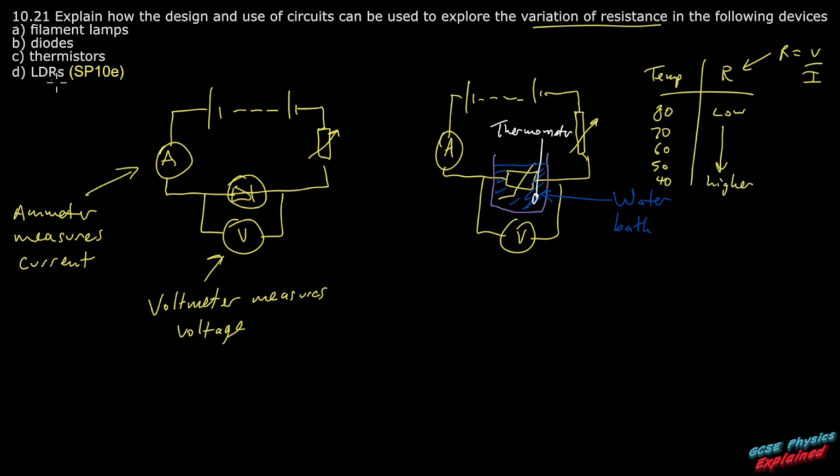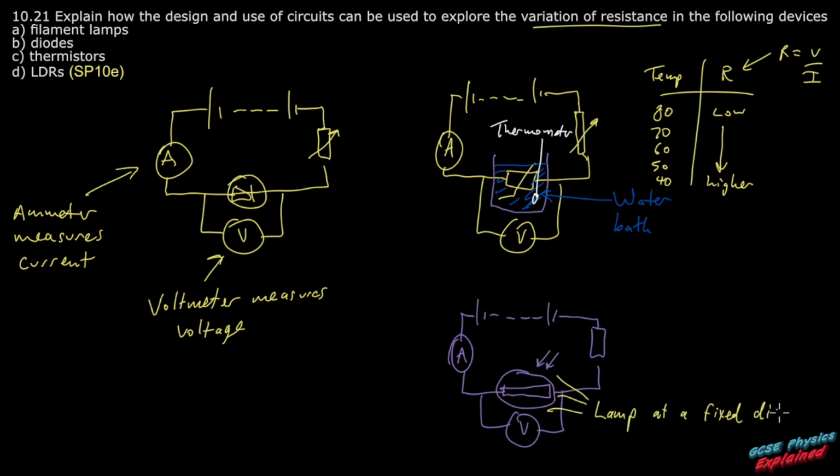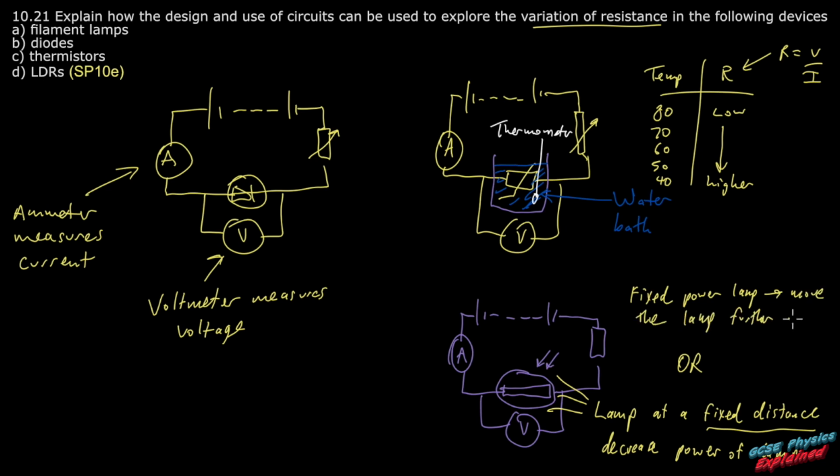the temperature drops. For an LDR, you'd use the same circuit, but instead of a water bath, you'd have a lamp. Make sure that the lamp would be at a fixed distance. That's a control variable. And you turn the power of the lamp down to decrease the light intensity. Or, if you've only got a lamp with a fixed power, move the lamp away. And the further away it is, that would be light intensity decreasing. So that's the distance in meters.